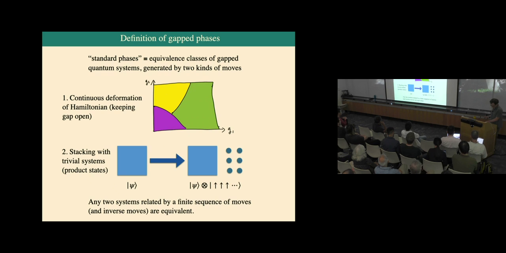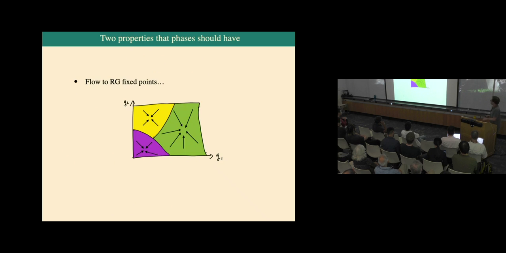Okay, so now I want to spend a minute talking about two nice properties that I think we want phases to have. And these properties both have to do with the renormalization group. Okay, so one property is that within each gapped phase, there should be an RG fixed point, where if we keep running the RG for a long time, maybe infinitely long, we'll eventually flow to that fixed point.